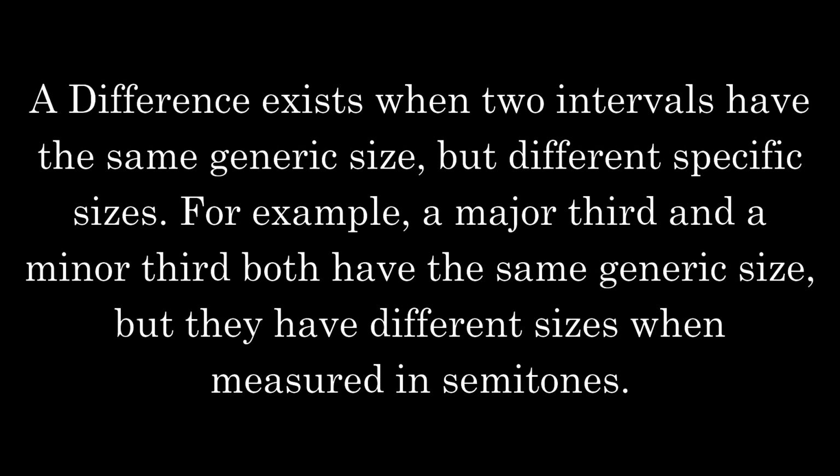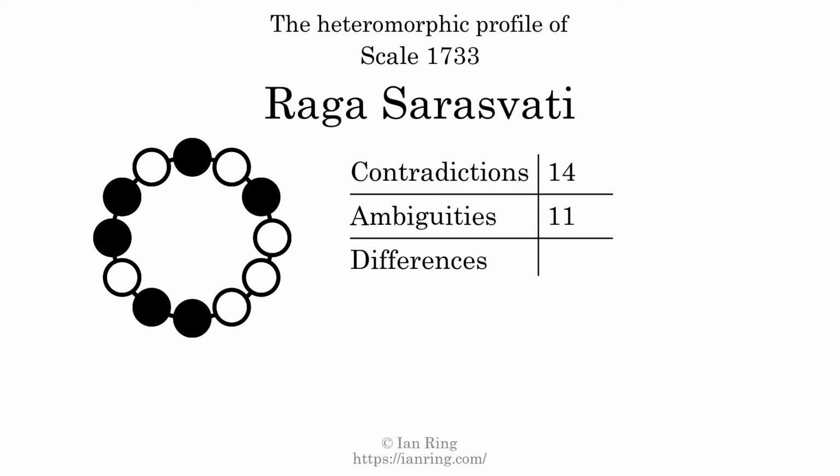A difference exists when 2 intervals have the same generic size, but different specific sizes. For example, a major third and a minor third both have the same generic size, but they have different sizes when measured in semitones. The number of differences in this scale is 59.